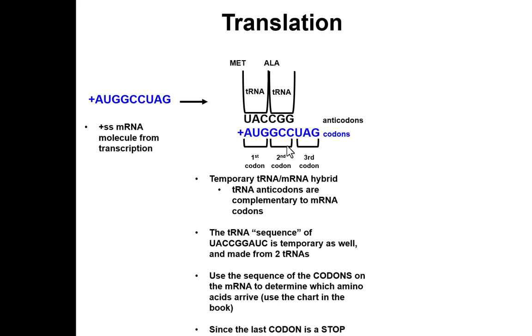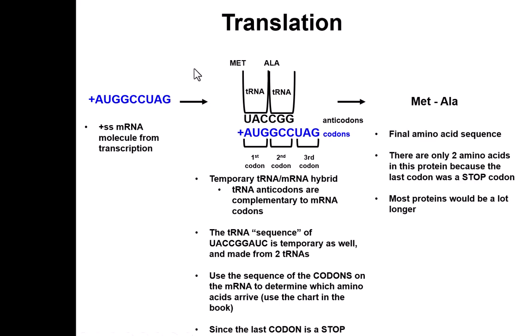So if you're given a messenger RNA sequence, you can predict the tRNA sequence because it's complementary to the messenger RNA sequence. This last codon in this example, there's no tRNA for it because it's a stop codon, and that tells the ribosome to stop the translation process. So in this situation, we are left with a two amino acid sequence protein. In reality, proteins are a lot longer than that. This is just to simplify it.